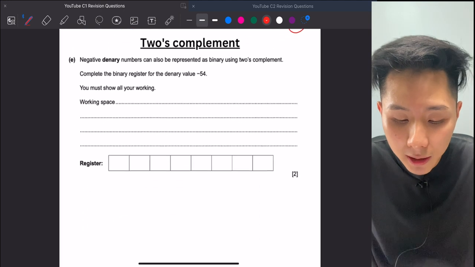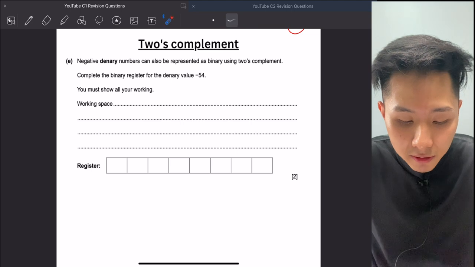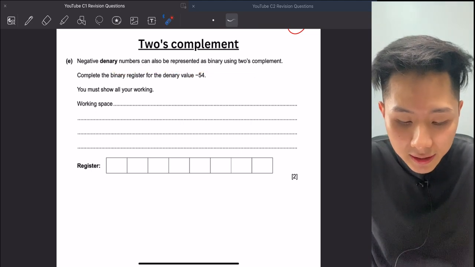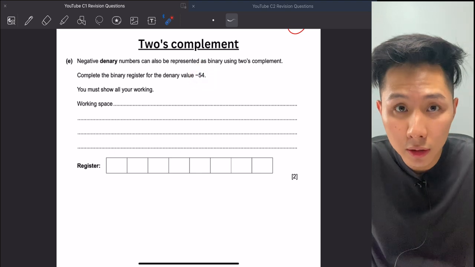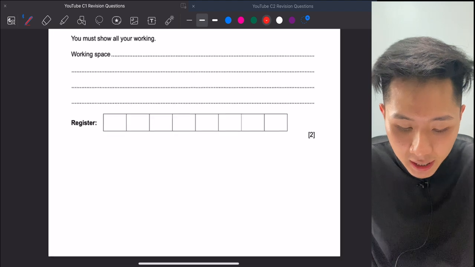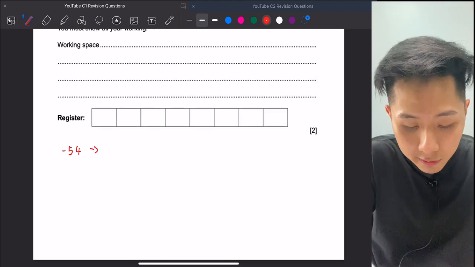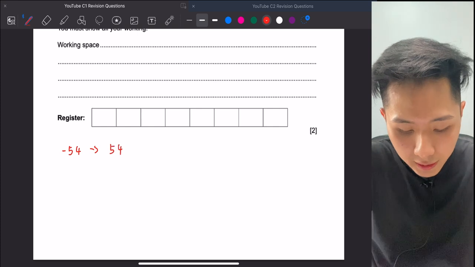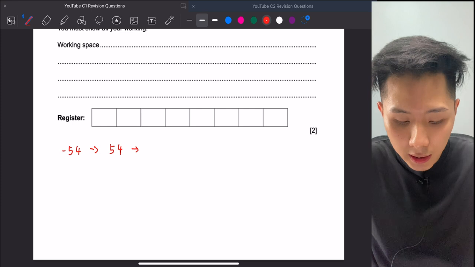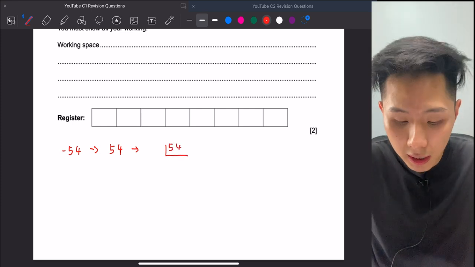All right. The last part of our video here, 2's complement. They said negative binary numbers can also be represented using 2's complement, and they need to convert negative 54 into 2's complement. And I'm going to show you how to do it. It's very simple. First step is to convert negative 54 into a positive value, which is 54, followed by a conversion to binary. So you will take 54, convert it to binary, we'll use the division by 2 method.